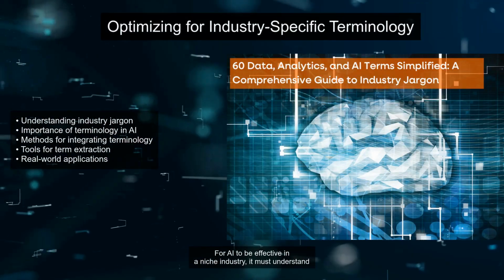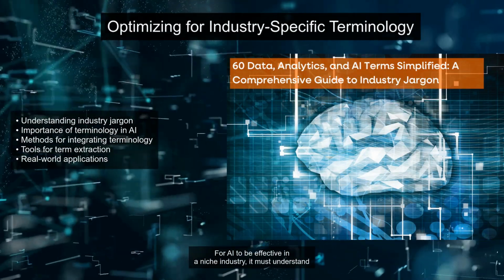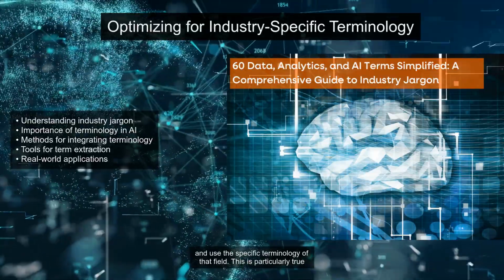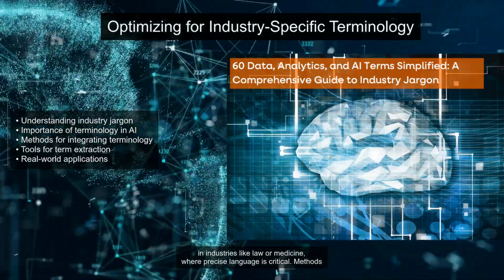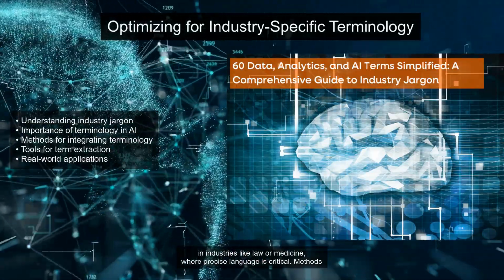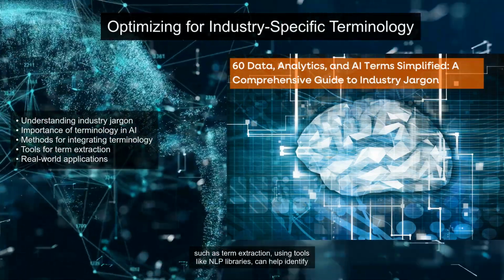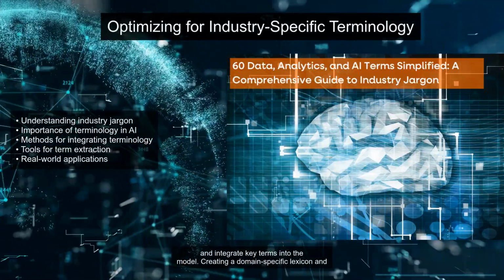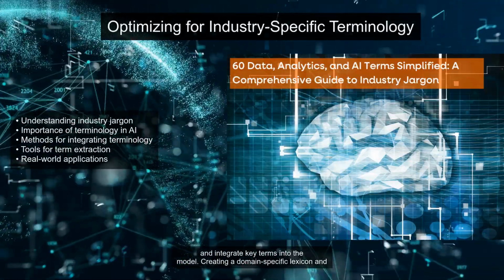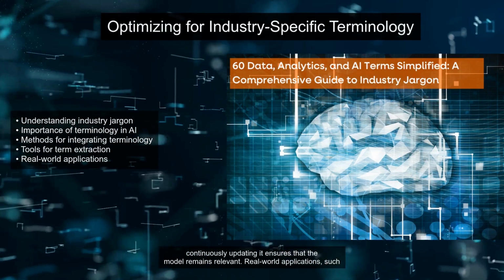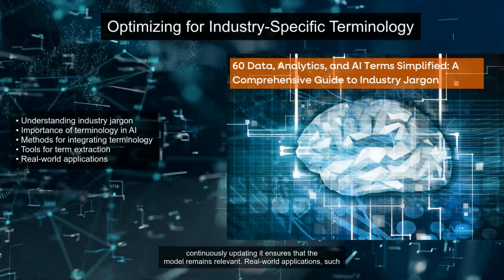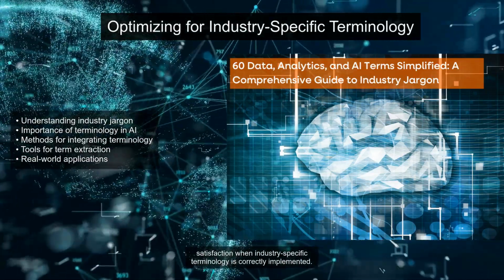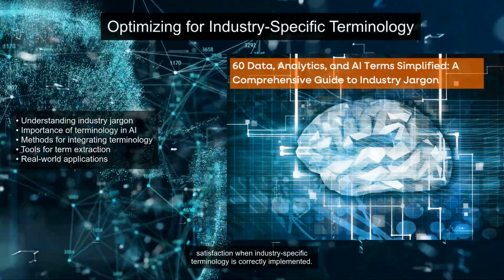For AI to be effective in a niche industry, it must understand and use the specific terminology of that field. This is particularly true in industries like law or medicine, where precise language is critical. Methods such as term extraction, using tools like NLP libraries, can help identify and integrate key terms into the model. Creating a domain-specific lexicon and continuously updating it ensures that the model remains relevant. Real-world applications, such as chatbots in the legal sector, have shown improved performance and user satisfaction when industry-specific terminology is correctly implemented.